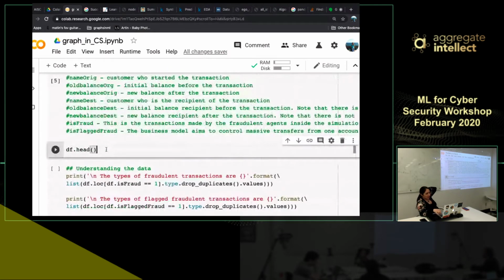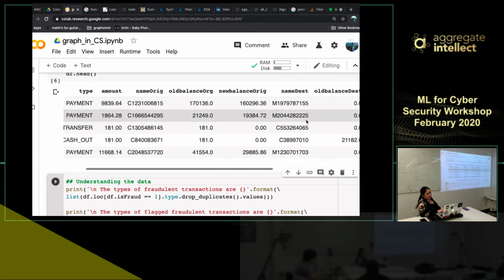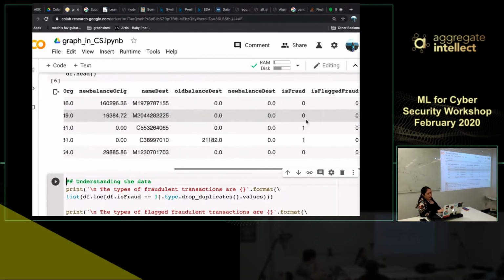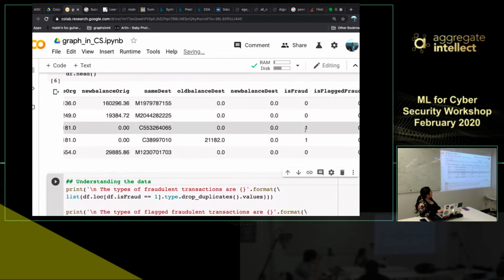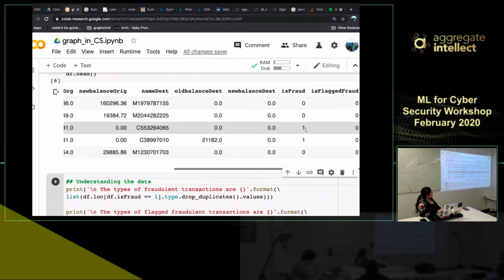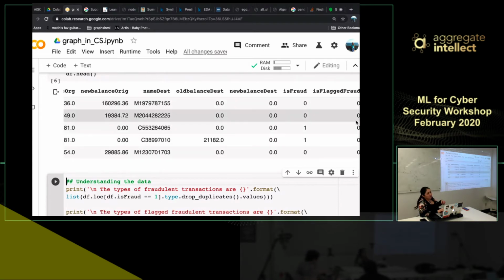So just look at how the data looks. You can see the hour, one type, different types of payments, different amounts, all in the same currency, name origin, old balance, new balance, destination, and all this. Is fraud one means it's fraud. Is flagged fraud one means the system caught it.